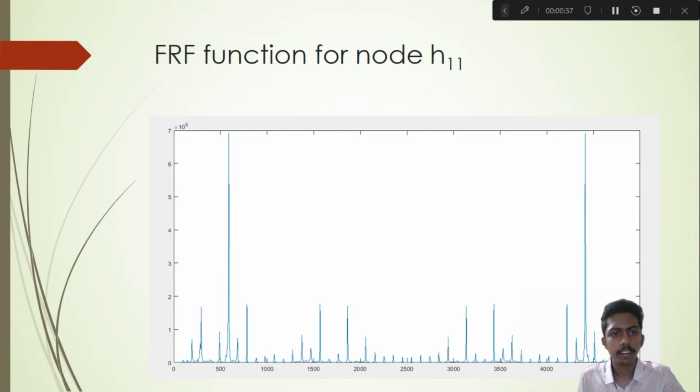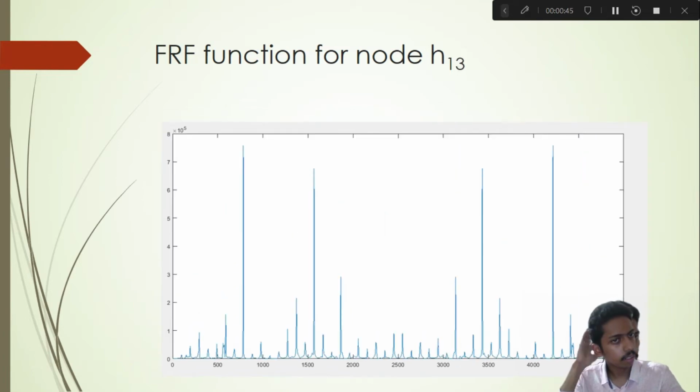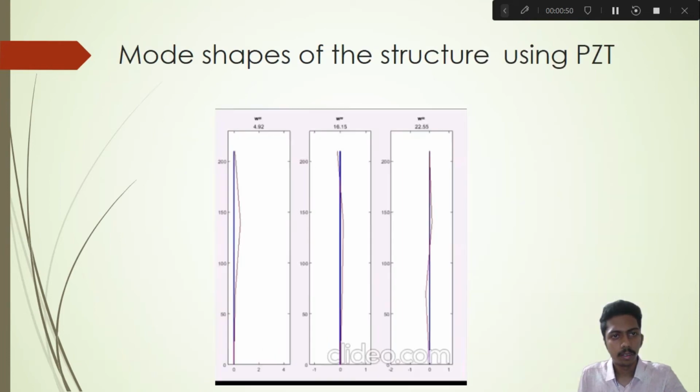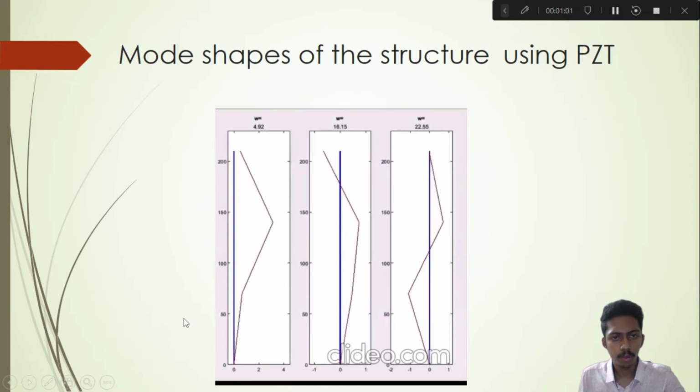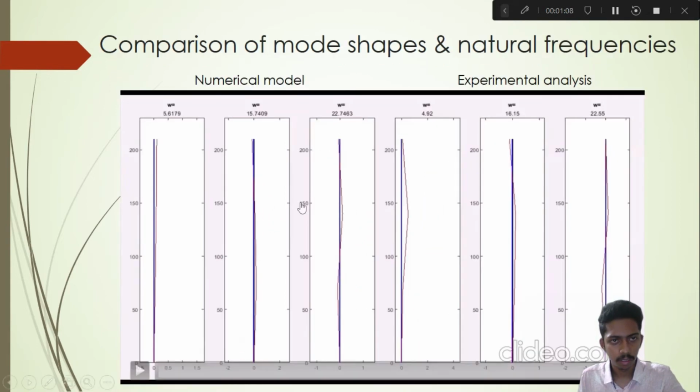To find the mode shapes using the FRF function, we have to pick one particular frequency in each excitation node, H11, H12, H13, and then we can plot these mode shapes. So these are the mode shapes of the experimental modal analysis. As we can see, there is a huge difference in the mode shapes when compared to the numerical model. We can have a closer look at that.